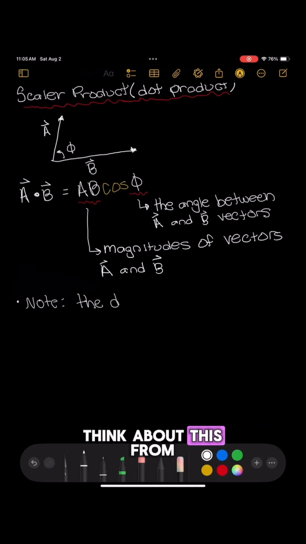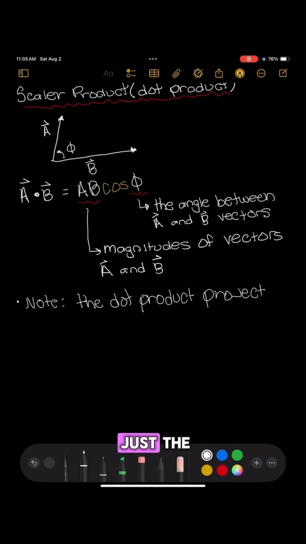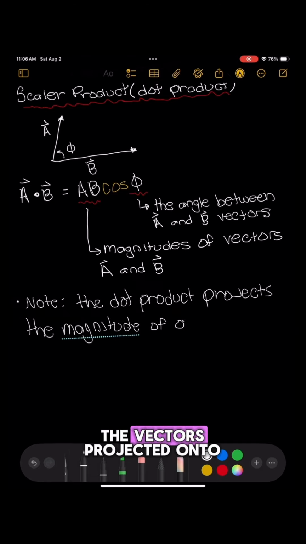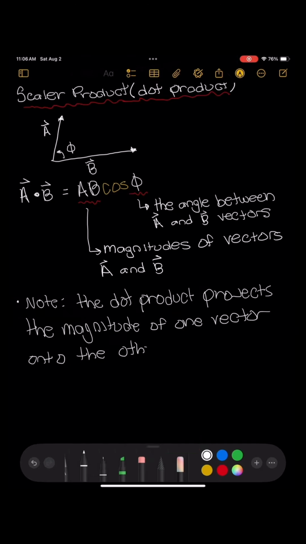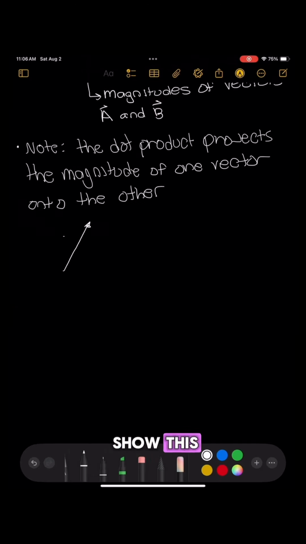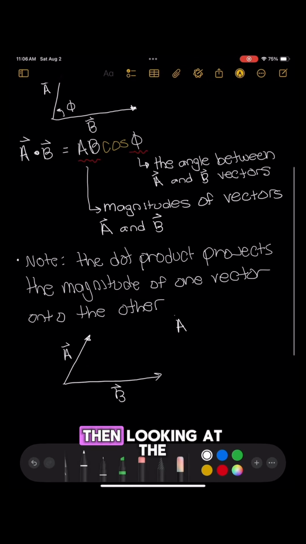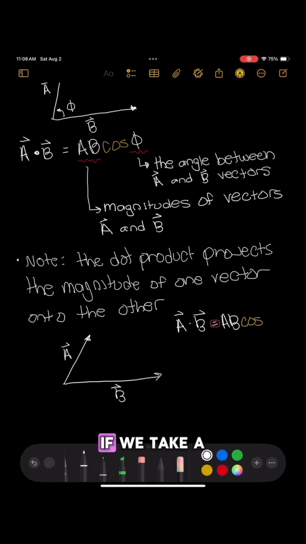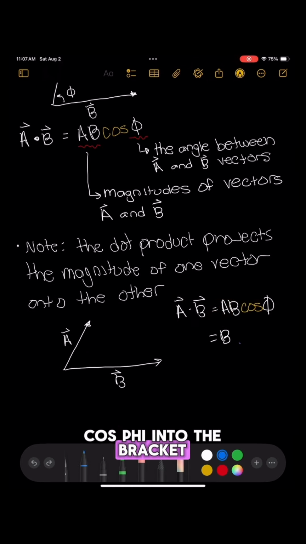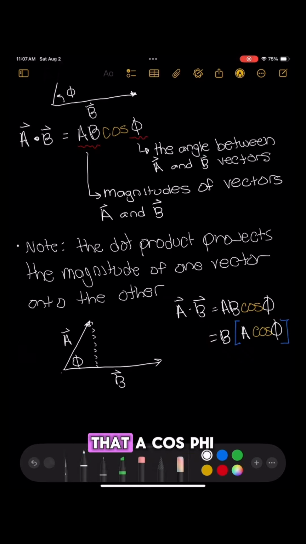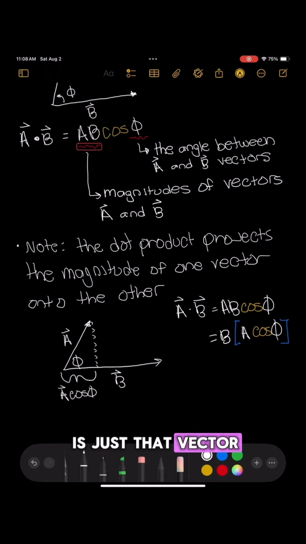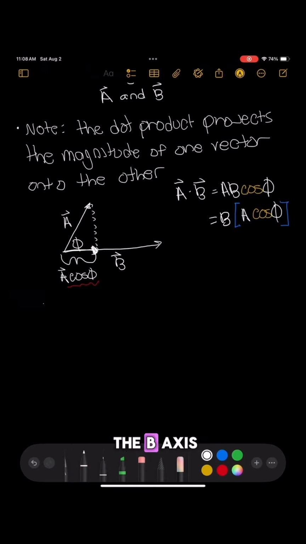And if you're going to think about this from a literal sense, the dot product is just the magnitude of one of the vectors projected onto the other. And down below we'll show this. So draw the a and b vectors, and then looking at the formula here, if we take a cos phi into the bracket, we can see it visually on the left-hand side that a cos phi is just that vector right there. So it's just a projection of it onto the b axis.